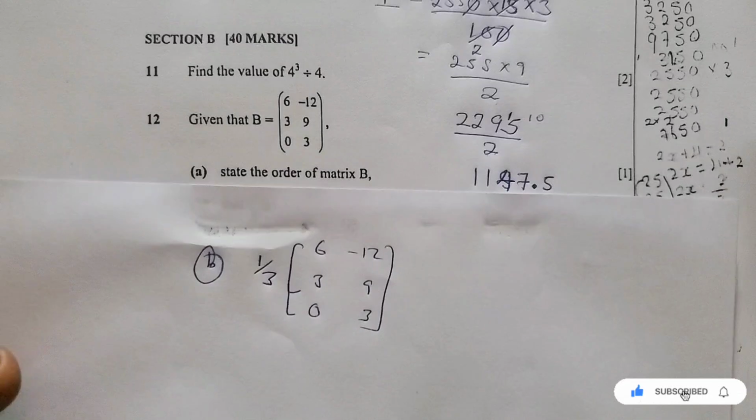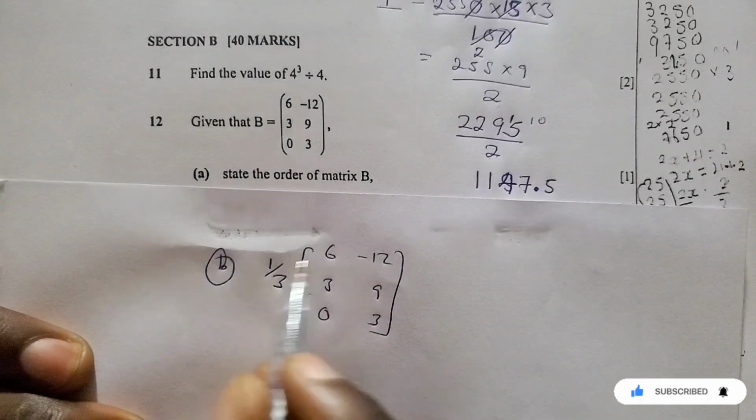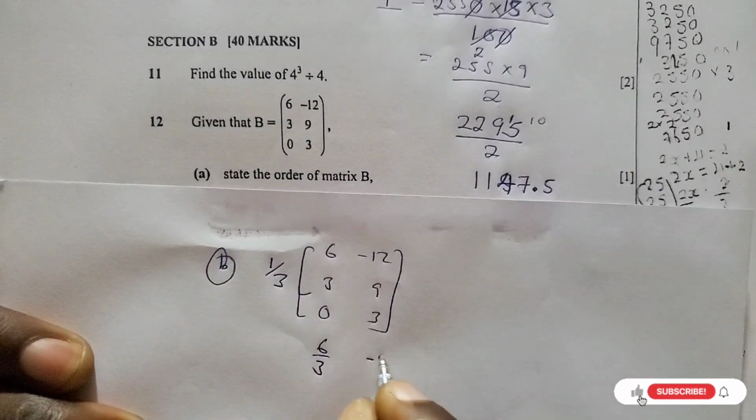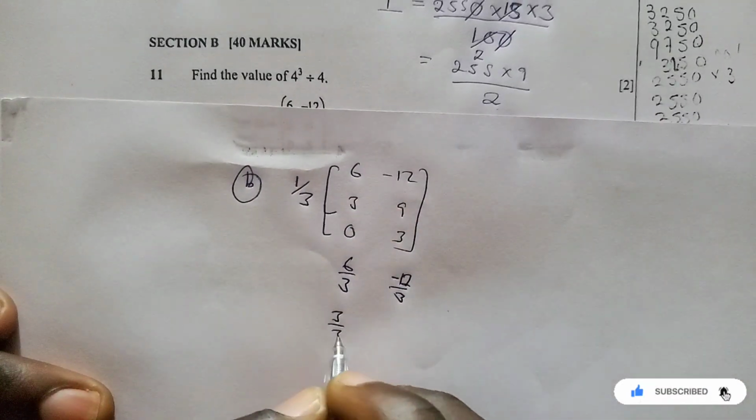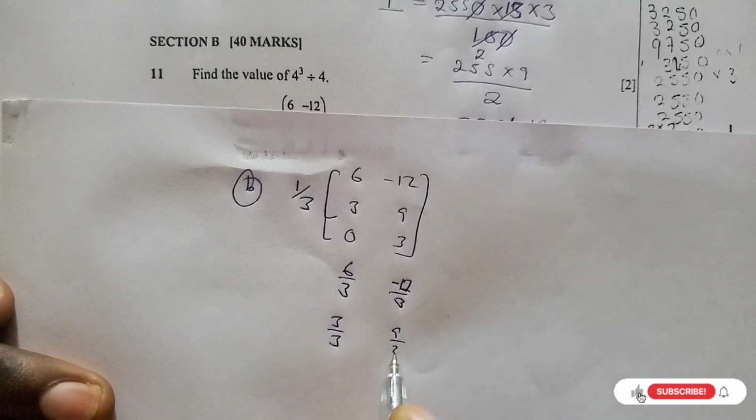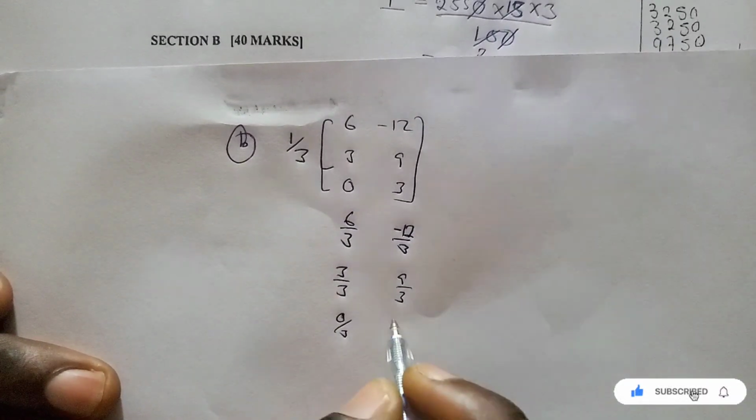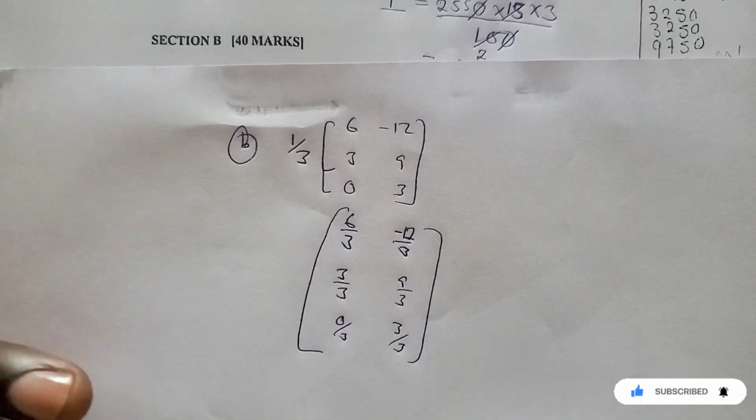Since this is grade 9, let's follow procedure. 1 times 6 is 6/3. 1 times negative 12 is negative 12/3. This is 3/3. I just want to show you something: 3/3, this times this, 9/3, 9/3. Then the last ones are 0/3, 3/3. Simple. Now you do the last stage, which is simplifying.